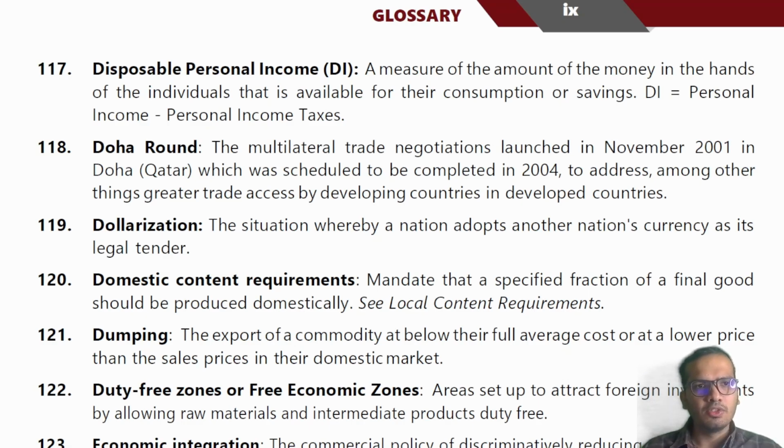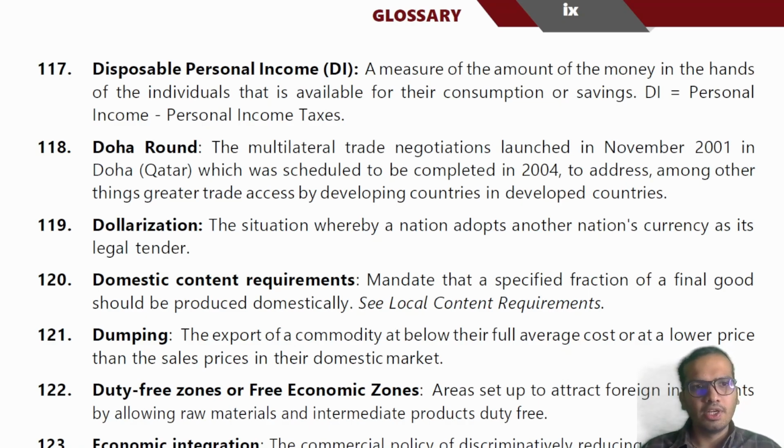Then comes number 117, disposable personal income, also known as DI. So it's a measure of the amount of the money in the hand of individuals like us that is available for their consumption or spending, savings. So DI equals personal income less personal income tax. So the amount that is available after I am paying my taxes is the disposable income that I can dispose of, maybe used for some consumption or for saving.